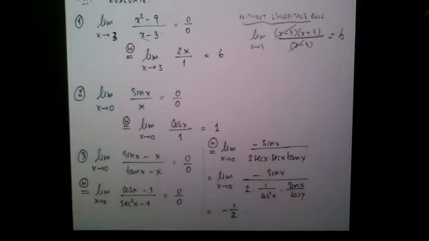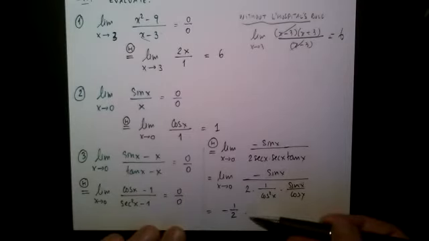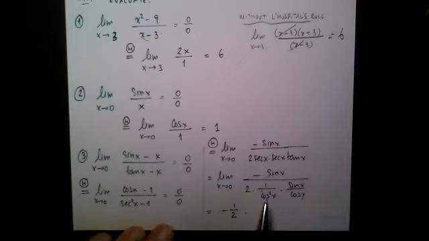Sir, could you re-explain the last step? Before that, you get negative a half. Yes, I just plugged in 0. So cos of 0 is 1. Cos of 0 is 1. Okay. 1 times 1 times 2. Okay.